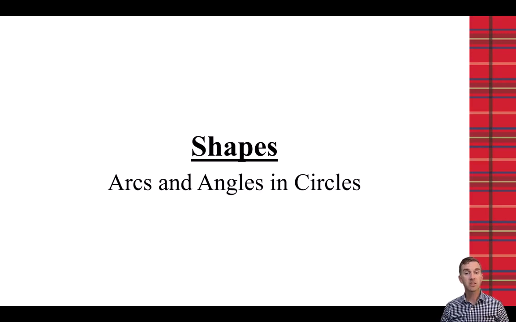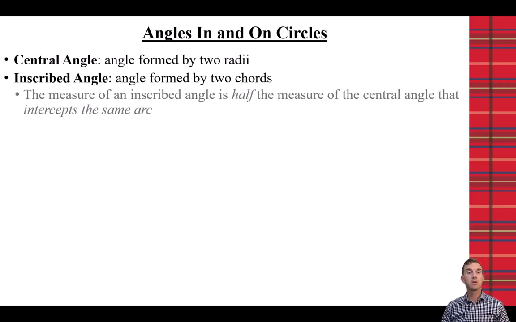In this video, we'll discuss arcs and angles and circles. So when we talk about the central angle, this is one of the primary angles we have in circles, and it goes from the center to the edge of the circle. In other words, it's made by two radii of the circle.